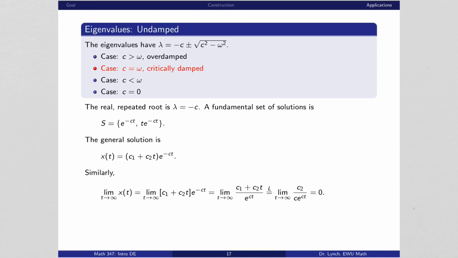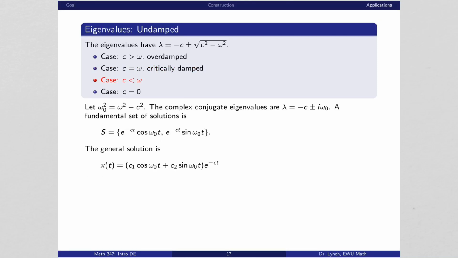Have a look at the case C less than omega. In the case where C is less than omega, the eigenvalues are a complex conjugate pair, right? Minus C plus or minus i omega 0. Here I'm calling omega 0 squared the difference between omega squared and C squared, which again is a positive number in this case. The fundamental set of solutions is the exponential times cosine and the exponential times sine. And the general solution is a linear combination of those two linearly independent solutions.